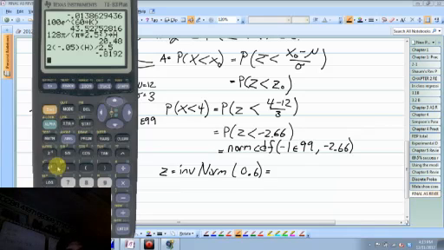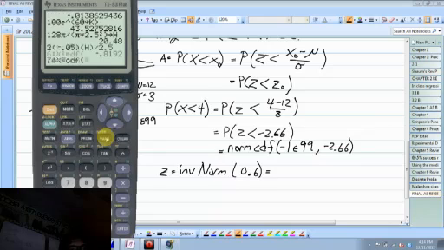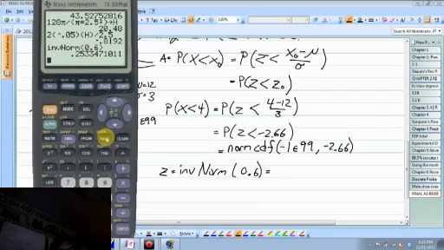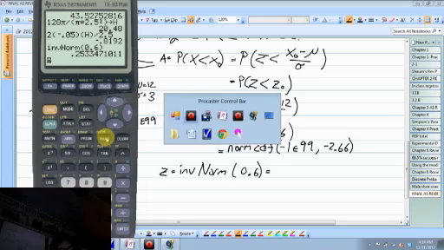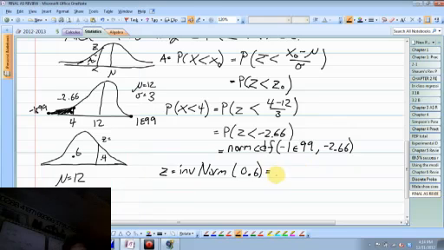So we'll do inverse norm of 0.6. That's a z-score of 0.25. 0.25. And then we'll use our z distribution.